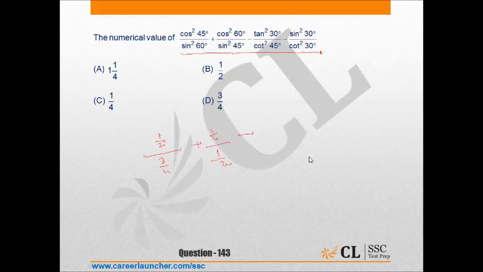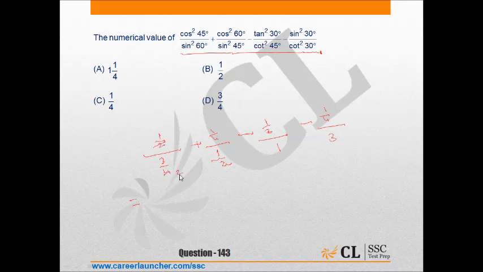Minus cot 30 is 1 by root 3. This will give me 1 by 3. This will give me 1. Minus 1 by 4 divided by 3. Solving this further, I'll get this 2 is cancelled by this 4, 2.